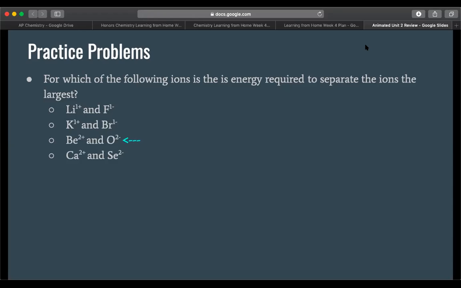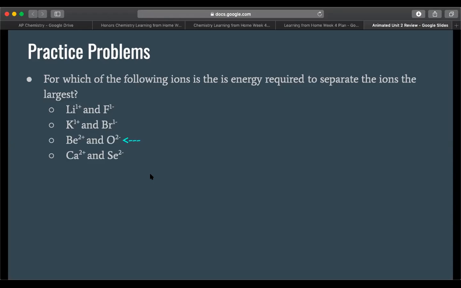Okay. So looking at this, these charges of 2 down here would definitely be much harder to separate than these charges of 1, because Coulomb's law says we take into account both the charge and the distance. So these have more charge, right? 2 and 2 is bigger than 1 and 1. But the reason why it's this one and not this one is because beryllium and oxygen are physically smaller than calcium and selenium, and therefore they can get their charges closer to each other.